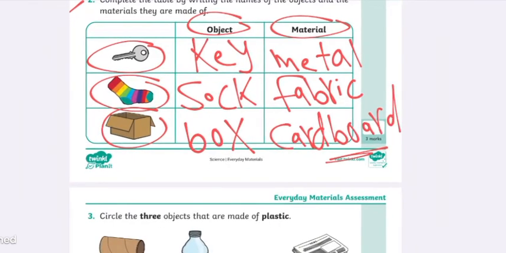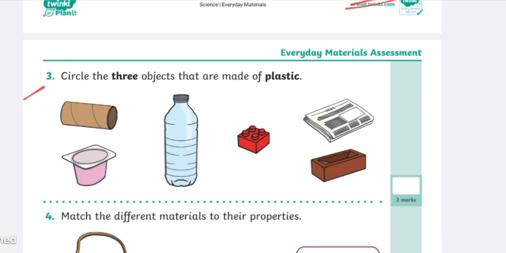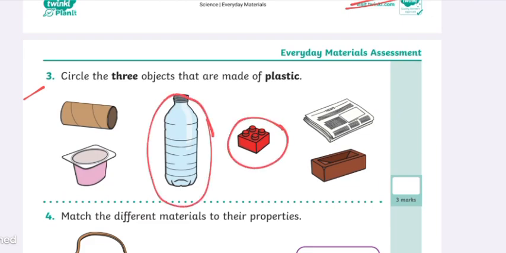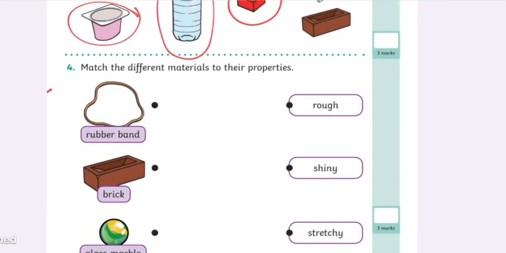Okay. So after this, number 3, circle the 3 objects that are made of plastic. So look at the object and tell me which one is made of plastic. Which one? The bottle. Yes, what else? And the cup for the yogurt, yes, that's right. And the plastic block over there, right? Okay.